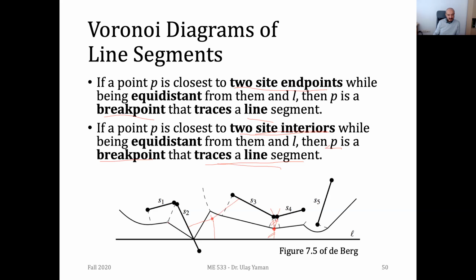I think this one might be a better example. The distance to the sweeping line, the distance to the interior of S2, and its distance to S1, they are all equal to each other. And we can say that this is tracing a line segment of the Voronoi diagram. So this is a nice example for the second one. Forget about the one I described here. Okay, and this one is an example for the first one. Any questions, guys, about these tracing issues?